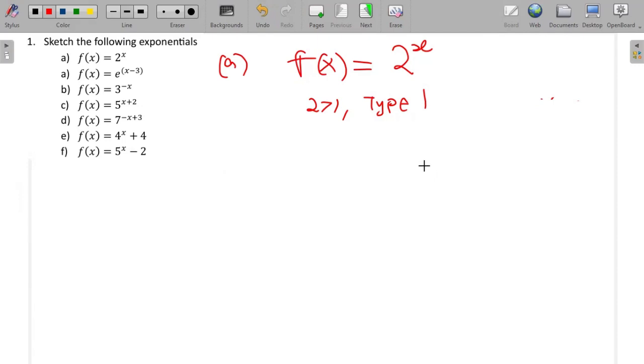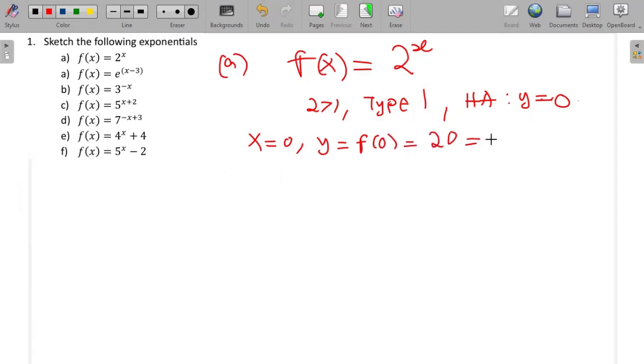And then what else? It's not added to anything here. They are not adding anything, meaning the horizontal asymptote is simply y is equal to 0. And then the other thing is to find the y-intercept. So for the y-intercept, always set your x to be equal to 0. So the y-intercept will be equal to f of 0, which will just be 2 to the power 0, and this will be 1. So it means the y-intercept is at (0, 1).